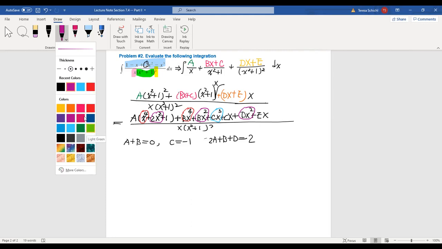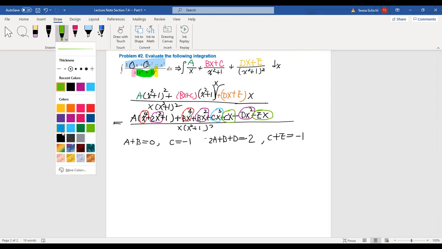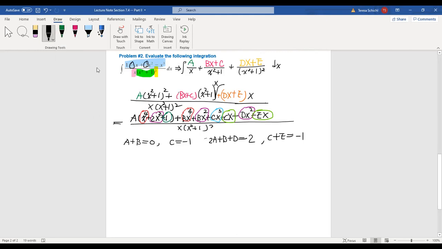Okay, so now let's see the x terms here. Where do I have x terms? Oh, I have x terms here and here. Good. So c plus e. The x term is -1, so it is equal to -1. Okay, so the last one is the constant. Oh, I only have one constant term here. That's not bad. So a is equal to 1, right? So see here, I have 5 equations with 5 variables.